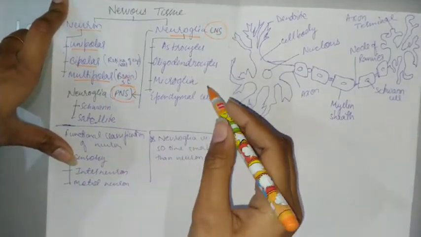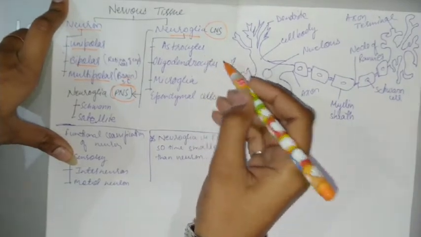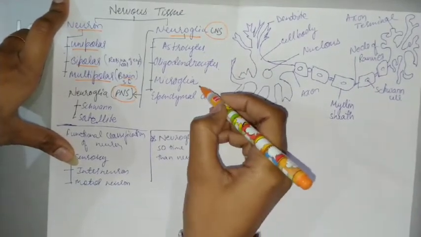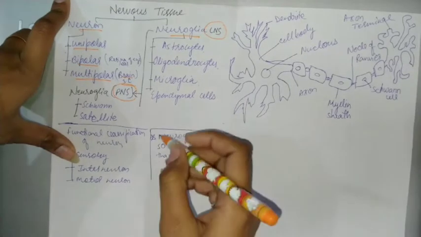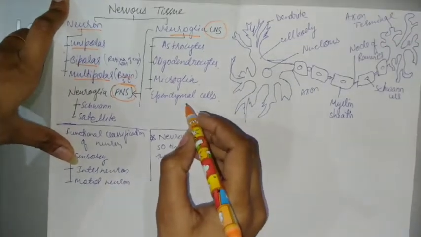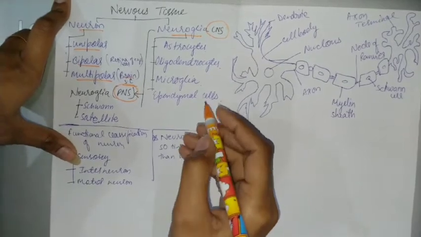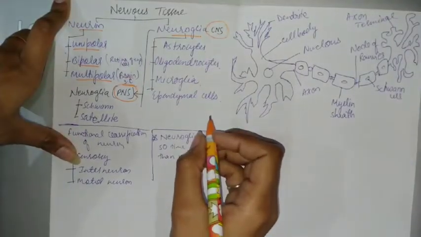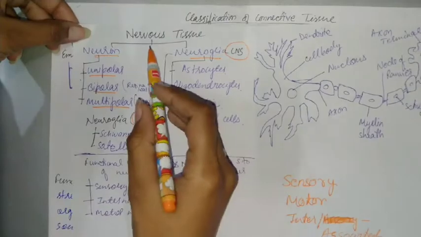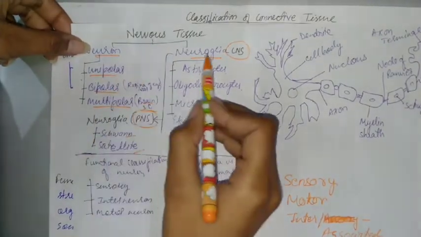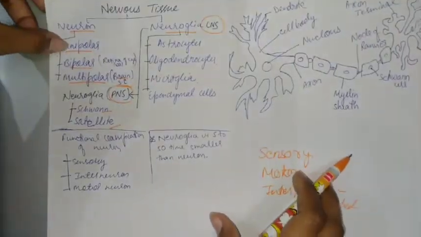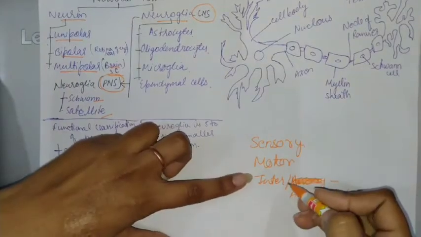Neuroglia in CNS is of four types: astrocytes, oligodendrocytes, microglia, and ependymal cells. As you already know, or you can note it down, ependymal cells help in producing CSF. What is CSF? Cerebrospinal fluid. As nervous tissue is classified into neuron and neuroglia, neuron is also classified into sensory, motor, and interneuron.